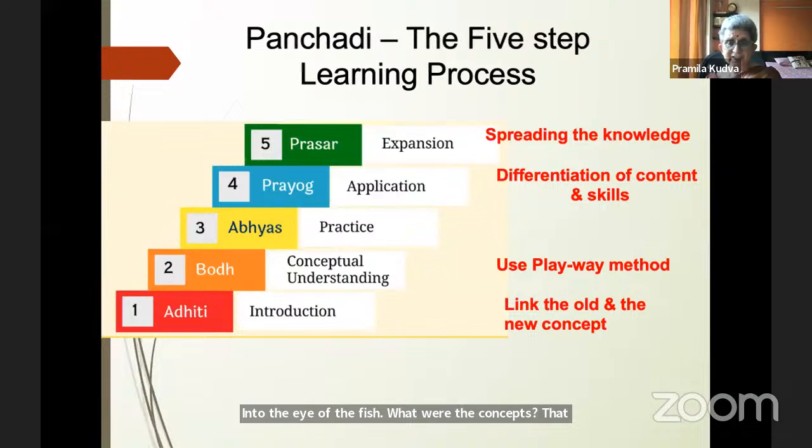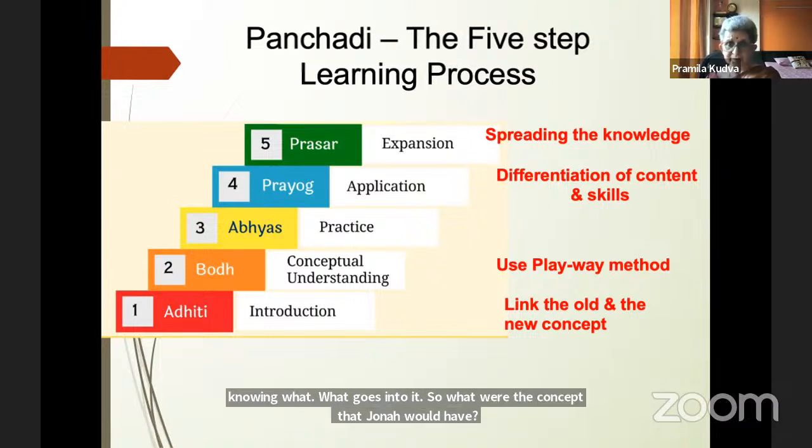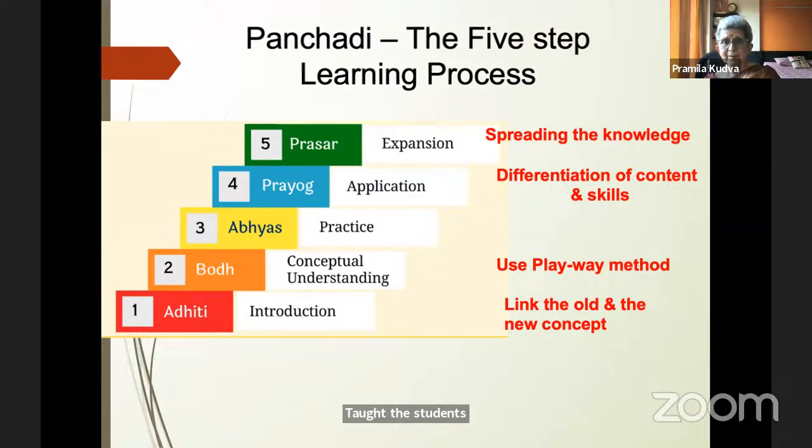If they had to teach this, they had to know the concepts, right? You can't just teach your students something without knowing what goes into it. So what were the concepts that Drona would have taught his students? Focus. Circles. Focus.